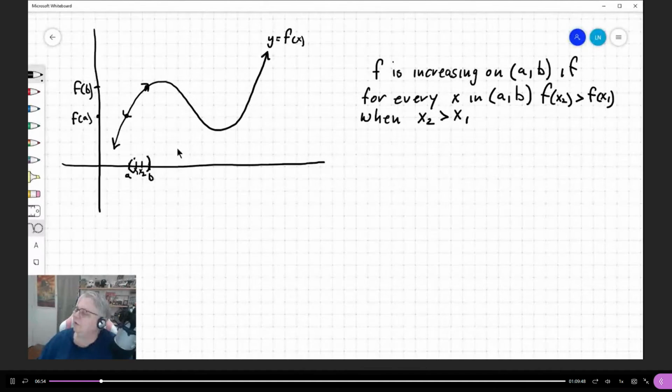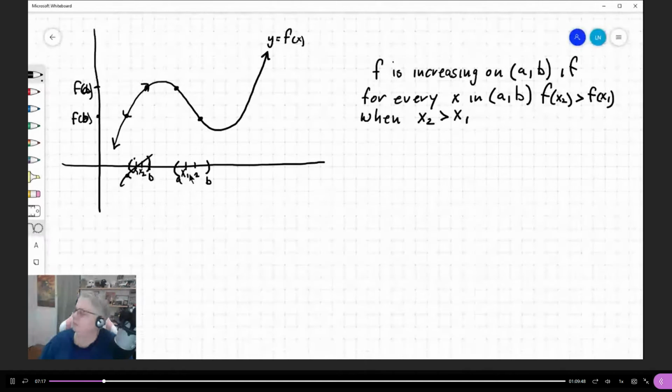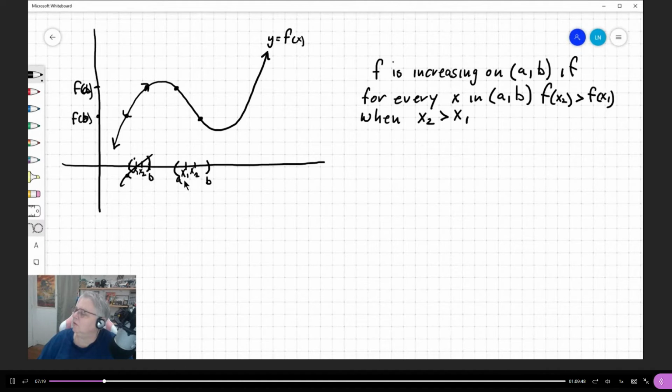I can make a similar definition over here. If I take another interval over here, call this one A to B now, and an x1 and an x2. Because I'm now on this side of the function, this now becomes f of a, this now becomes f of b. So when I take x1 and x2 this way, the roles of f of a and f of b reverse.